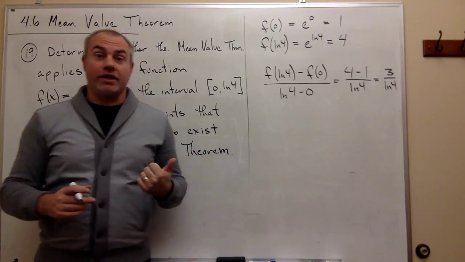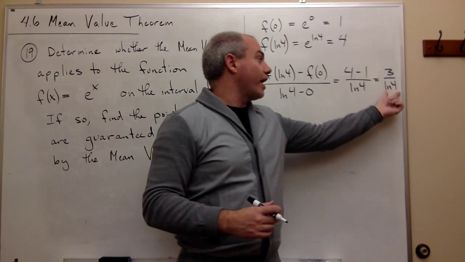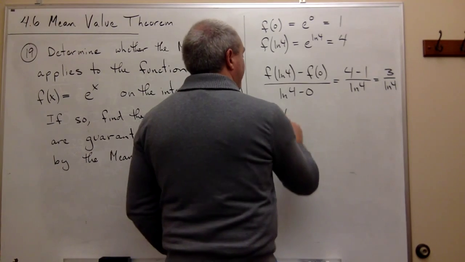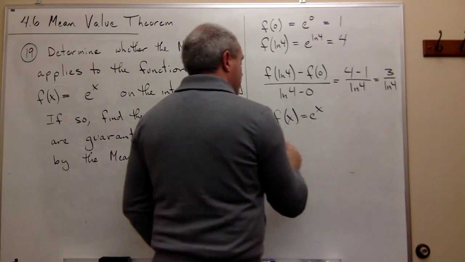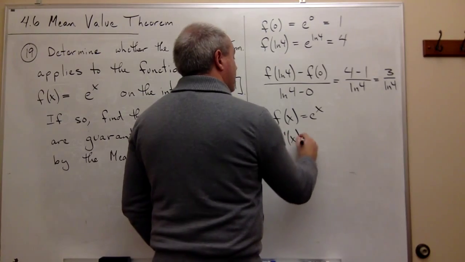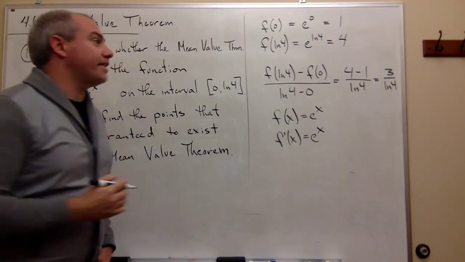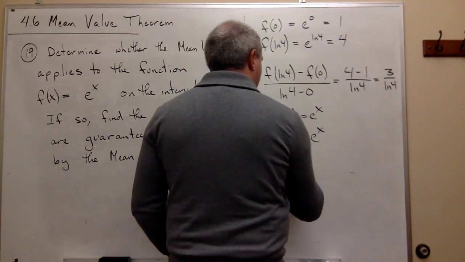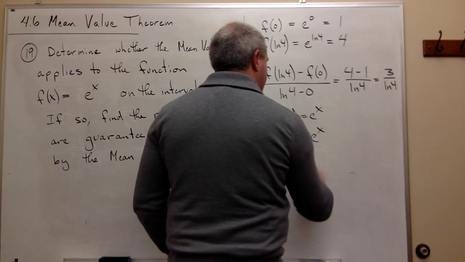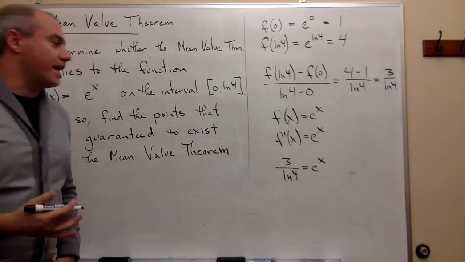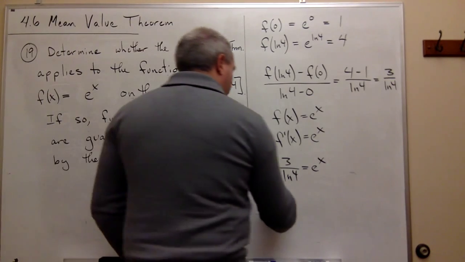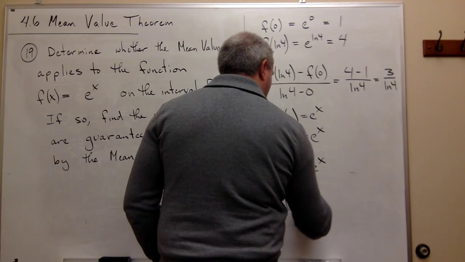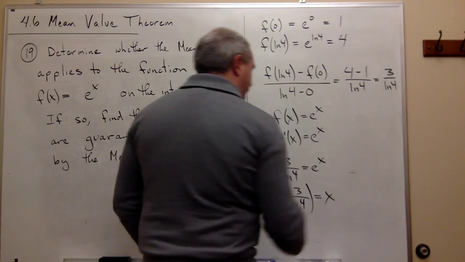So I need to take the derivative and set it equal to 3 over ln of 4 and see what x would be. Okay, so let's look at this function. f of x is e to the x. So pretty clearly, f prime of x is also e to the x. And I want to set that equal to 3 over the ln of 4 and solve for x. So I'll say that 3 over ln of 4 is equal to e to the x. So I need to take ln of both sides. So I get that ln of 3 over ln of 4 is equal to x.